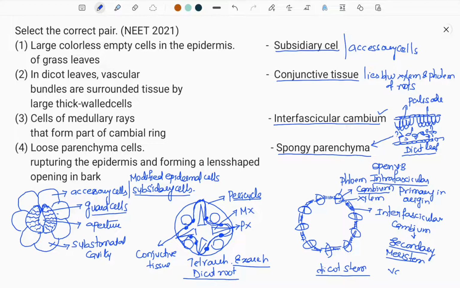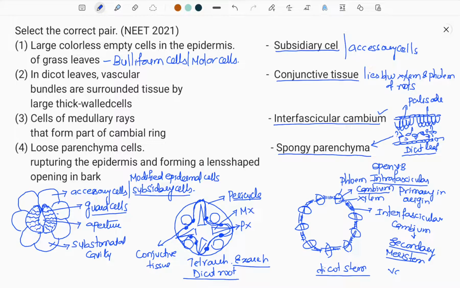First one you see here: large colorless cells in the epidermis of grass leaves. No, they are not subsidiary cells. Large, colorless, empty cells in the epidermis are called bulliform cells, or motor cells. They are present only in the upper epidermis of some monocot leaves, not all. They are colorless, large, empty, and their main function is that when there is no water in the plant, they roll the leaf.